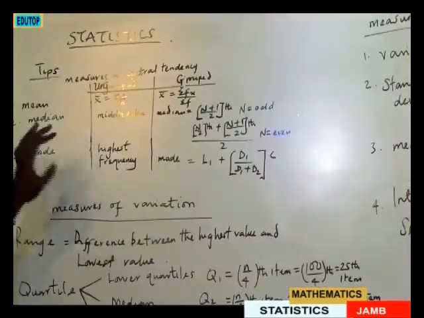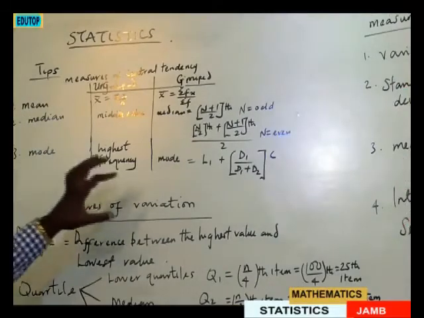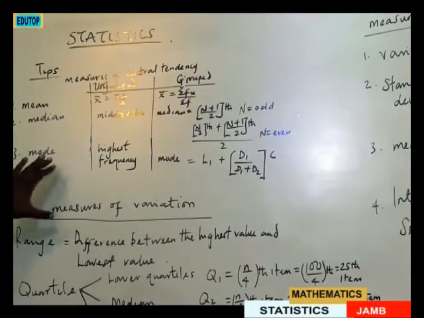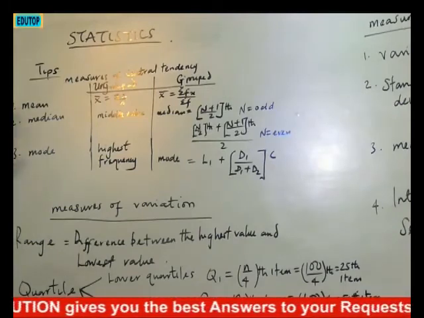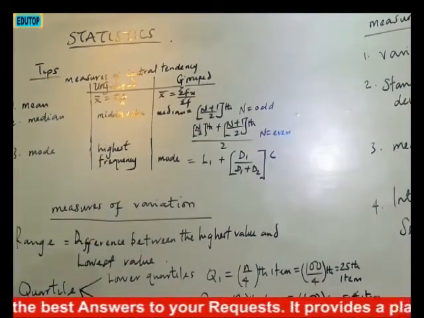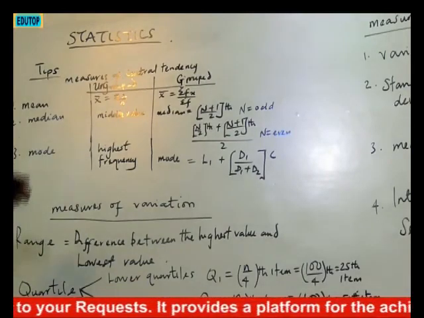I just want to give a summary of the measures of central tendency, measures of variation, and measures of dispersion, known as the parameters for statistics. Initially, in our previous lesson, I elaborated on these three parameters as far as measures of central tendency are concerned.